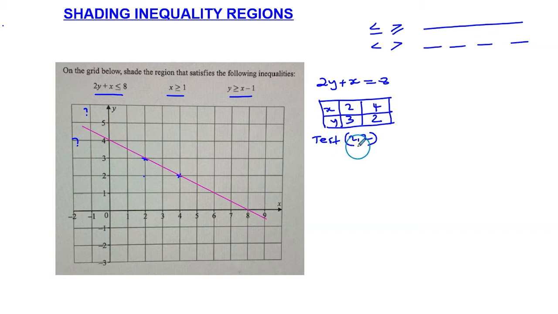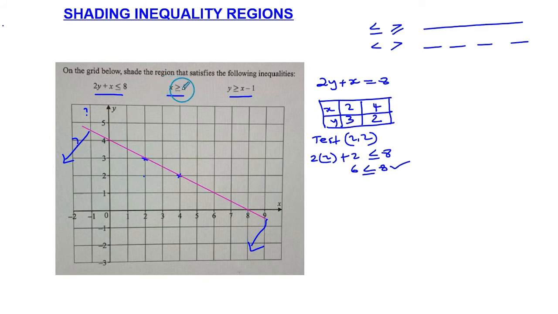So we need to substitute these values into our inequality. So 2 times y, which is 2, plus x, which is also 2. So 2 times 2 is 4. 4 plus 2 is 6. And we can see 6 is less than 8. So we are happy with this side of the line. I'm just going to mark it at this point, so I know I'm not happy with that side.